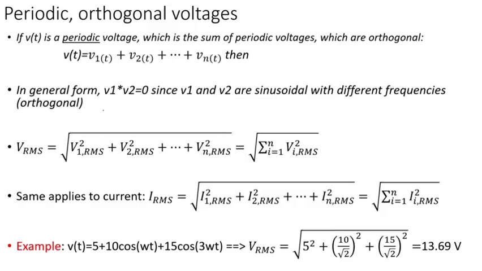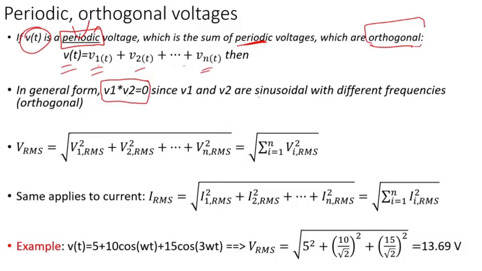Now, if we have a voltage v(t) that's periodic, that is one condition, and it is the sum of periodic voltages that are orthogonal, that's another condition. So v(t) is the sum of V1, V2, up to Vn, all of which are periodic and orthogonal. In general form, if you take V1 times V2 and it is 0, that means V1 and V2 are orthogonal. So two conditions: periodic and orthogonal. You can take V1 times V3, the same thing, and do that for any two.